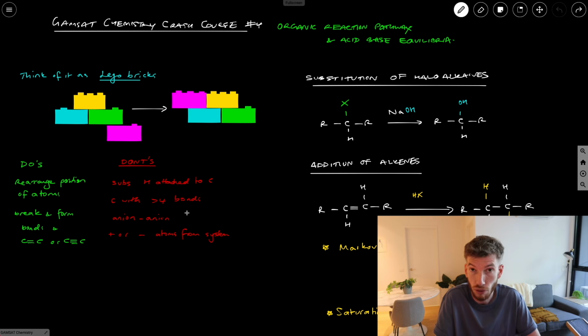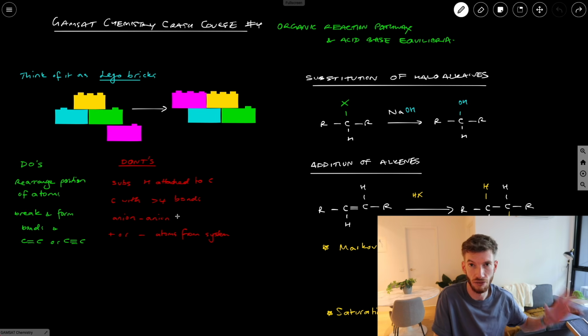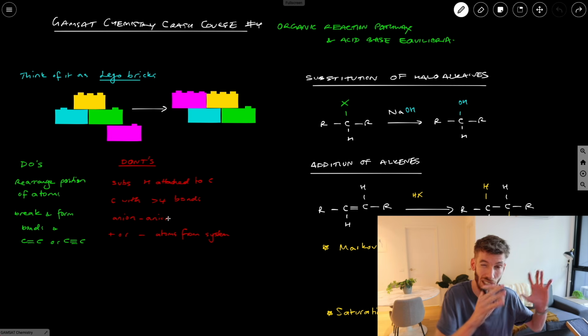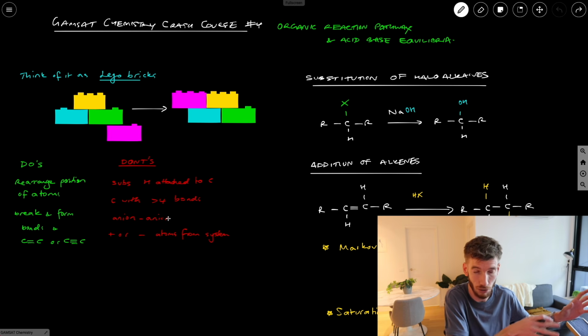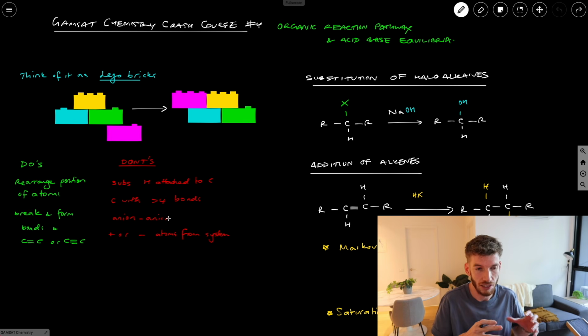Carbons with more than 4 bonds is also a big no-no. You could go right into the electron configuration of carbon and see its valence is 4. It can only form 4 bonds. We did that, I think, in the very first Crash Course chemistry video. But we can just take it as a rule.